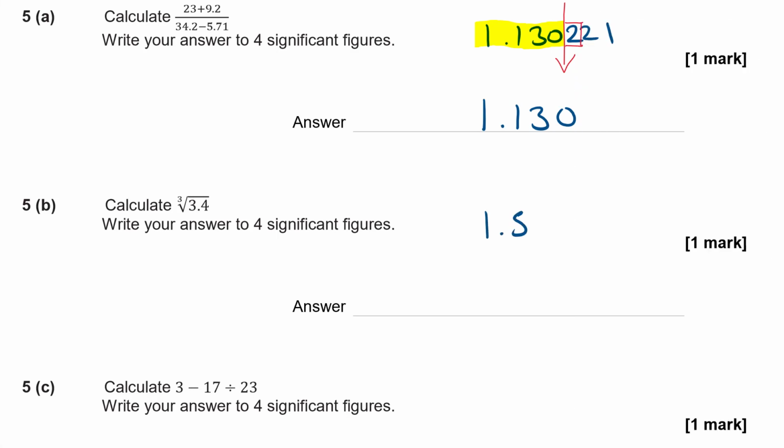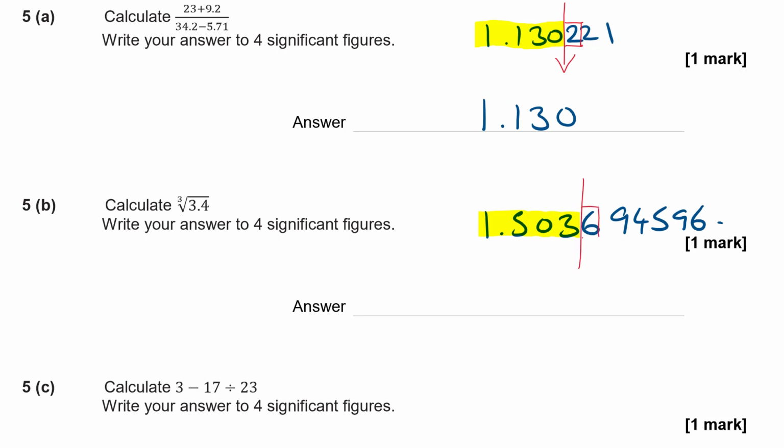1.5036, and then what was the rest? 94596. So I'm just going to write down the full display. Right, we need to round off to 4 significant figures. So I've got 1, 2, 3, 4, rounding off after that 3 then, aren't I? Okay, so that's where my cut line goes.